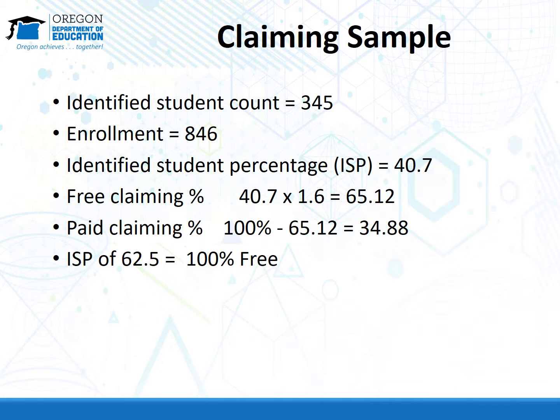If you are wondering what identified student percentage is needed to claim all meals at the free rate, it is 62.5. A claim estimator is available on the ODE CNP website to help you determine potential financial impact CEP could have on your school meals program.